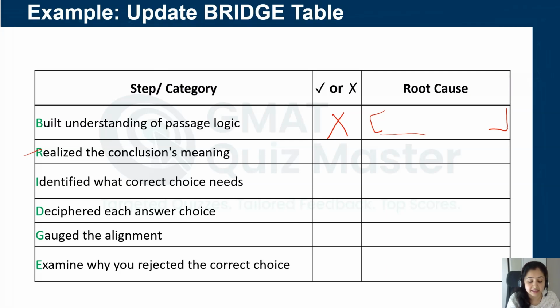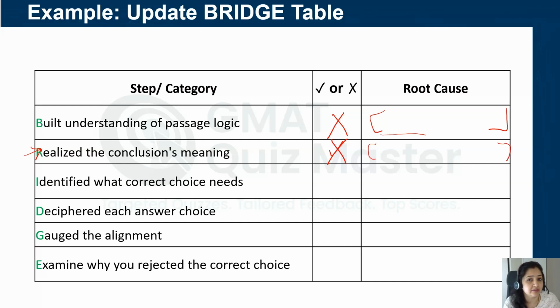Realize the conclusion's meaning. If you understood the conclusion correctly, mark a tick here. Otherwise, if you misunderstood the conclusion, then mark a cross here. For example, the conclusion here says that the reasoning cannot be used to justify the restriction that they are advocating. Now, if you understood the same meaning, then your understanding was correct. However, if you understood something else, for example, the restriction is incorrect, the editorials are incorrect, anything else, mark a cross here and mention the exact reason.